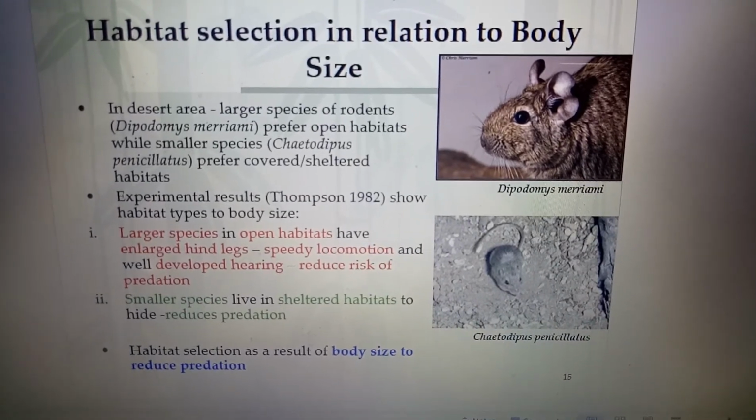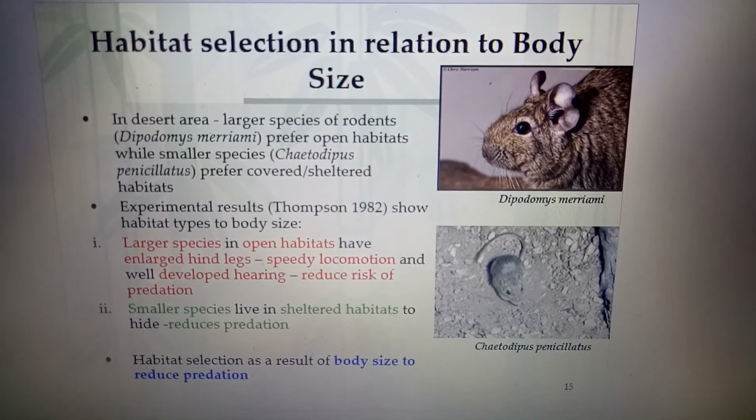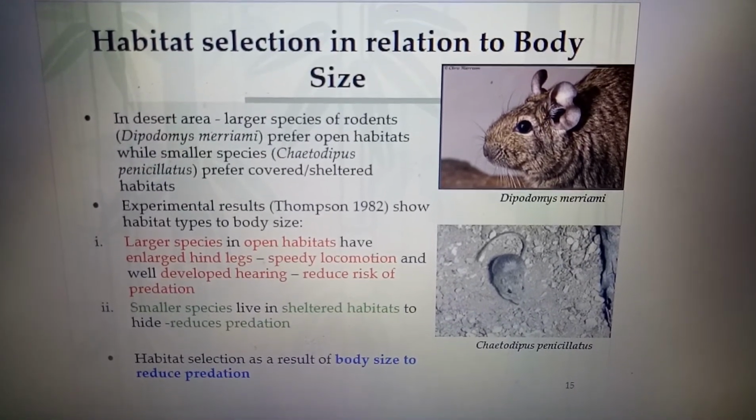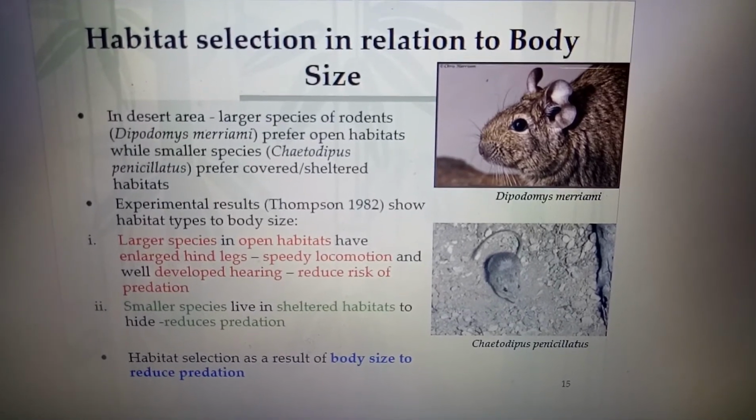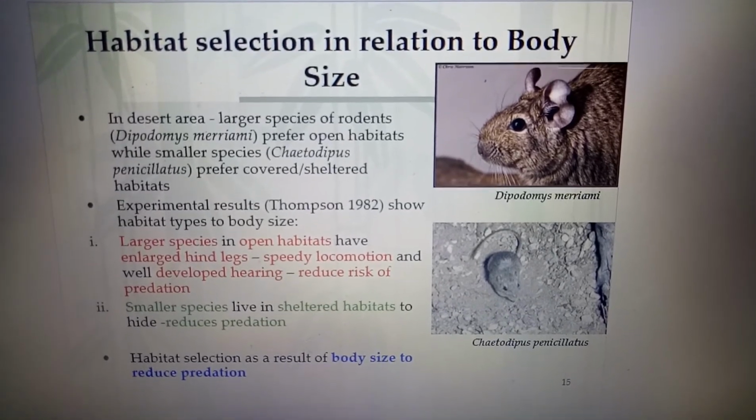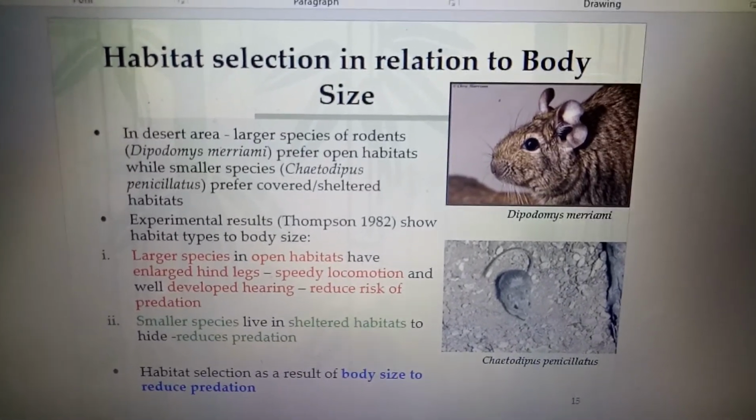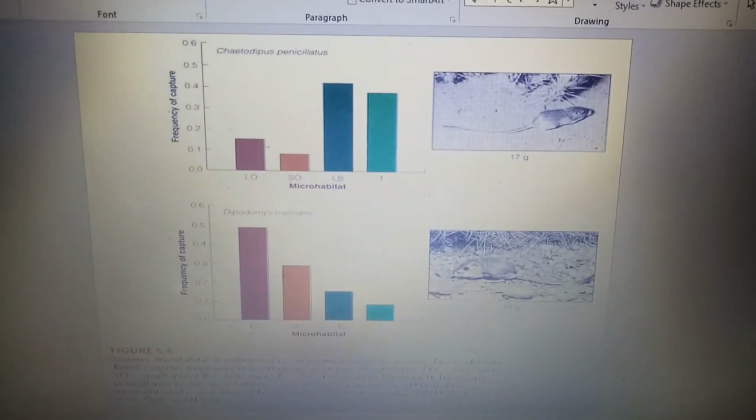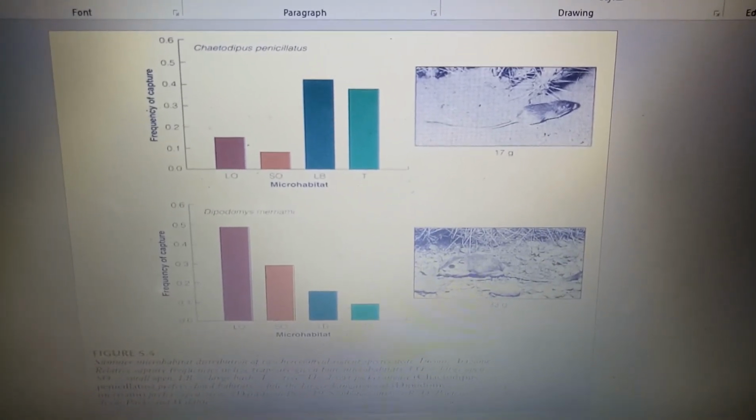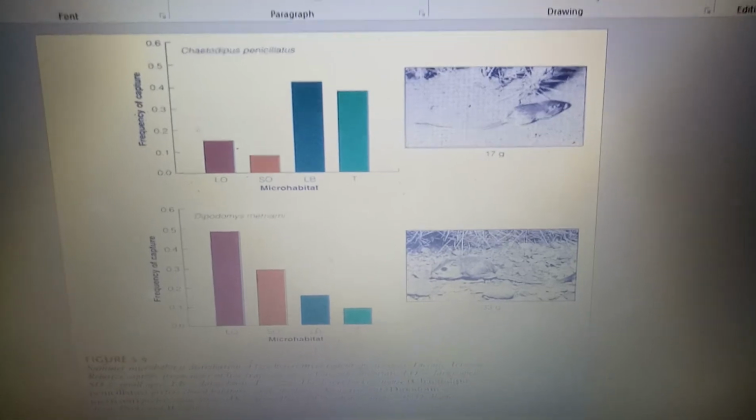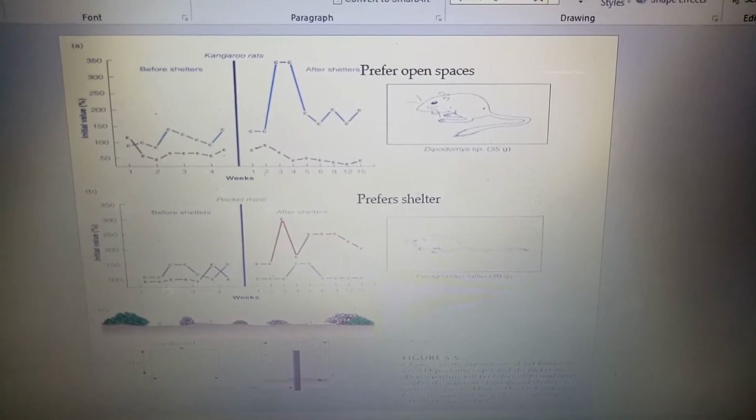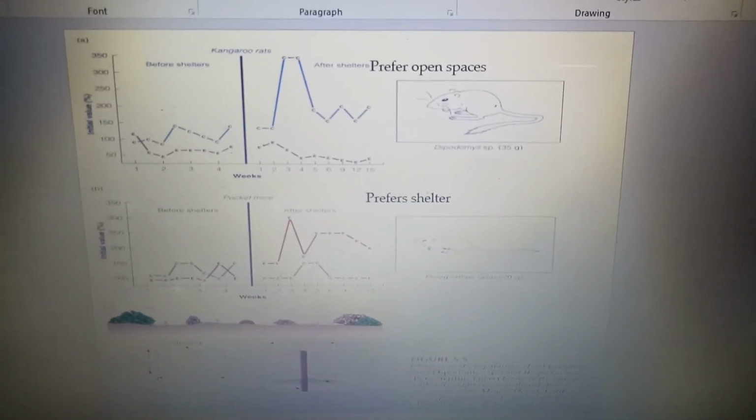Number one, larger species in open habitat have enlarged hind legs, speedy locomotion, and well-developed hearing, reducing the risk of predation. Number two, smaller species live in sheltered habitats to hide and reduce predation. Habitat selection is a result of body size to reduce predation. Okay, this is the graph, I think figure 5.4. You just take a look. This is just a comparison between the big and small size of the mouse. This one also shows the same thing: the large ones prefer open habitat and the small ones prefer shelter.